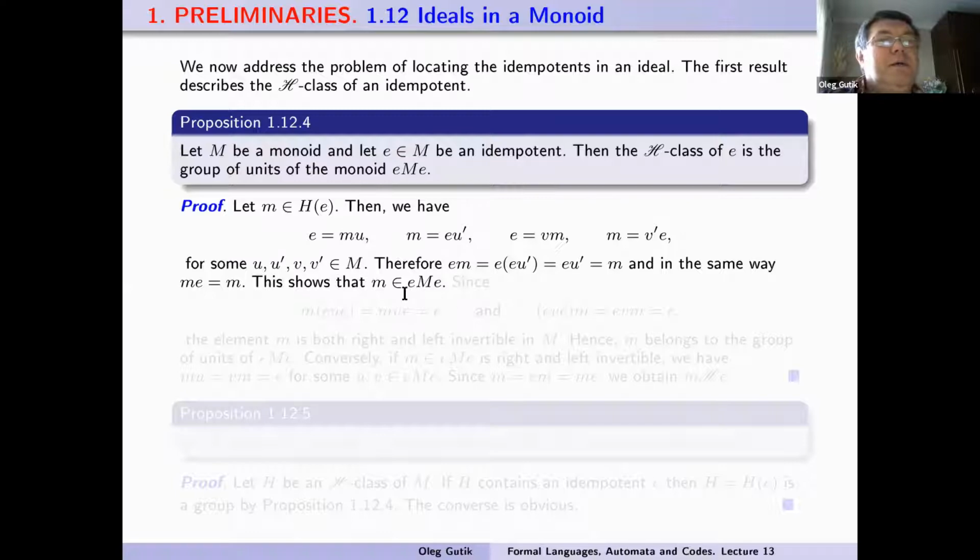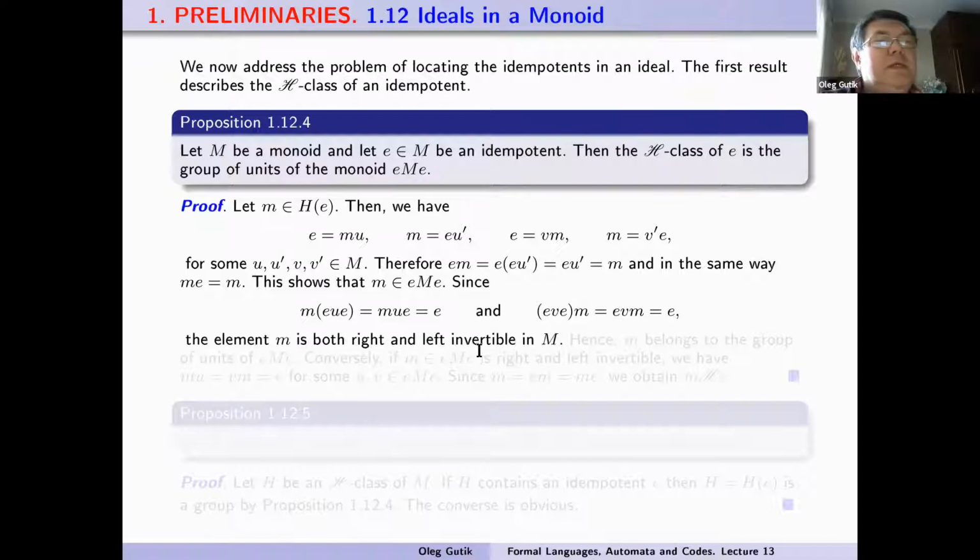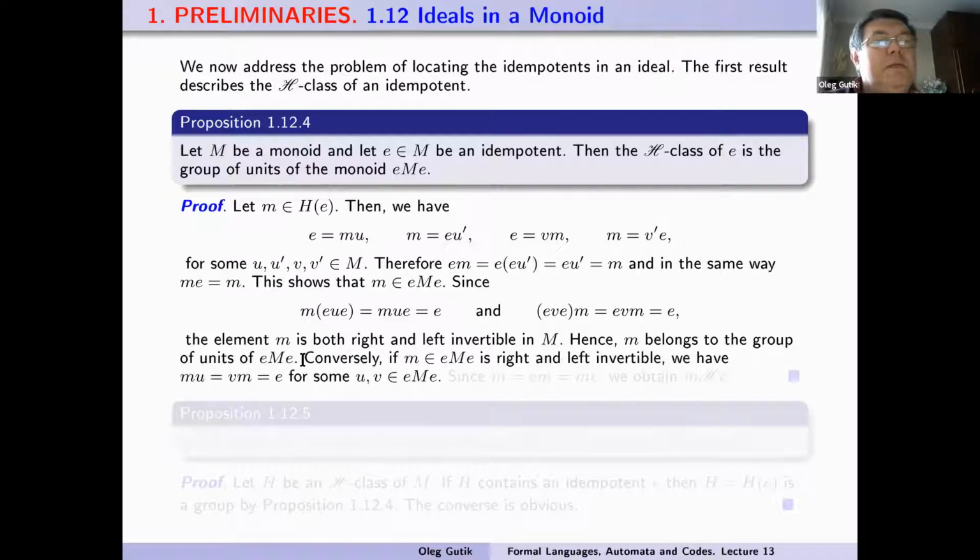belongs to the ideal eMe. Since m·eue = mue = e, and eve·m = evm = e, the element m is both right and left invertible in the monoid eMe. Hence, the element m belongs to the group of units of the monoid eMe.